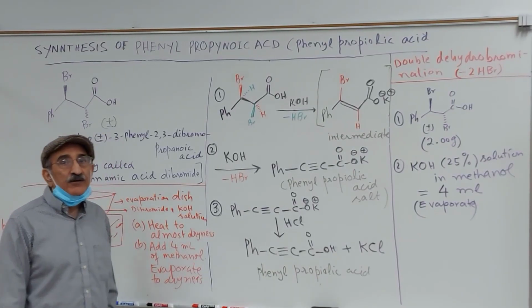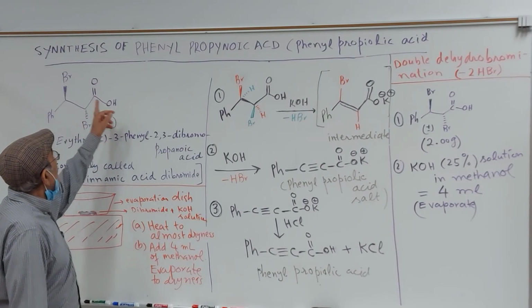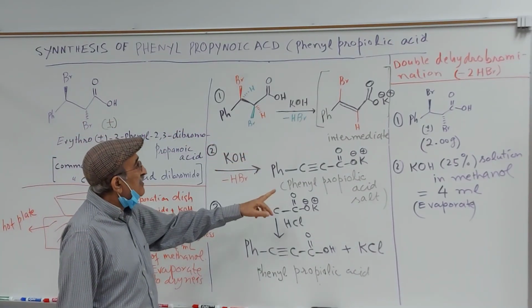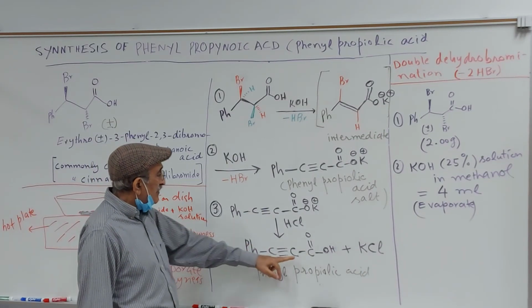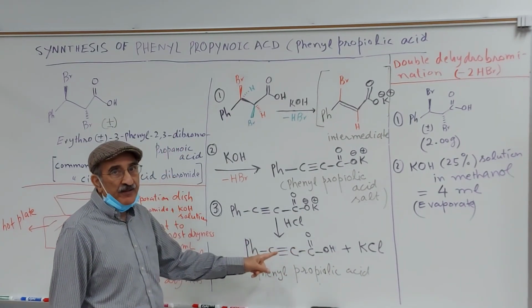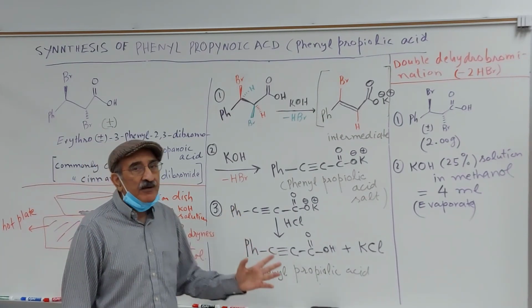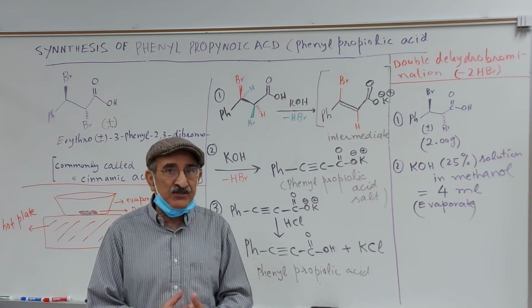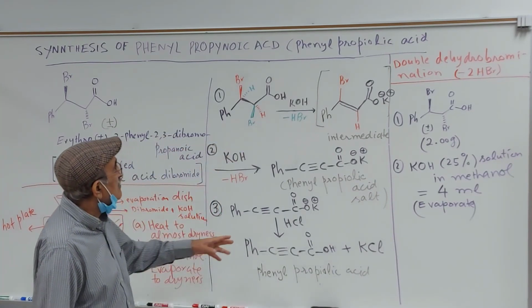Today we are going to synthesize phenylpropiolic acid. Phenylpropiolic acid is this guy: phenyl, and then there are 3 carbons with a triple bond in there. Propiolic acid, according to the IUPAC name, it should be phenylpropiolic acid. Okay, so that's the synthesis.